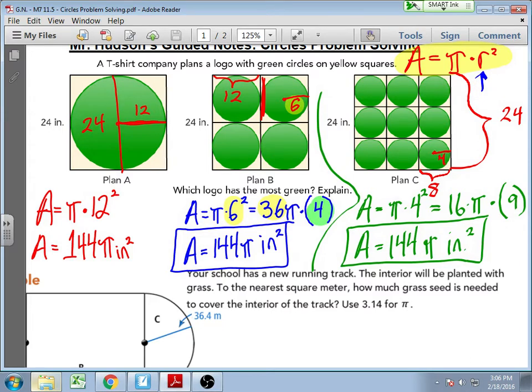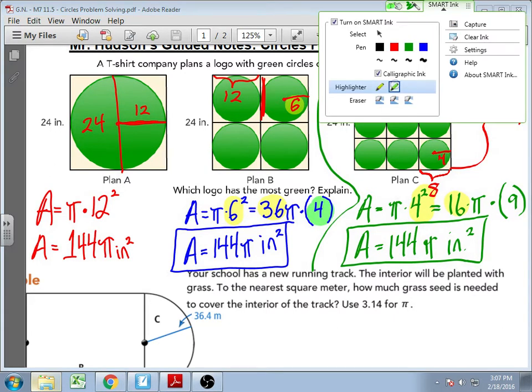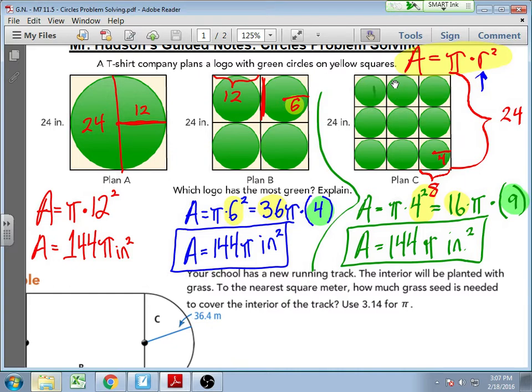And my second question was for the plan C. The 16. How did you get it? Because 4 squared, thank you for these questions. 4 squared, my radius was 4. When I square it, that's 4 times 4, that's 16. And then because I have 9 circles, I'm going to write that in a different color. That's why we multiply by 9. That's why over here we multiplied by 4.